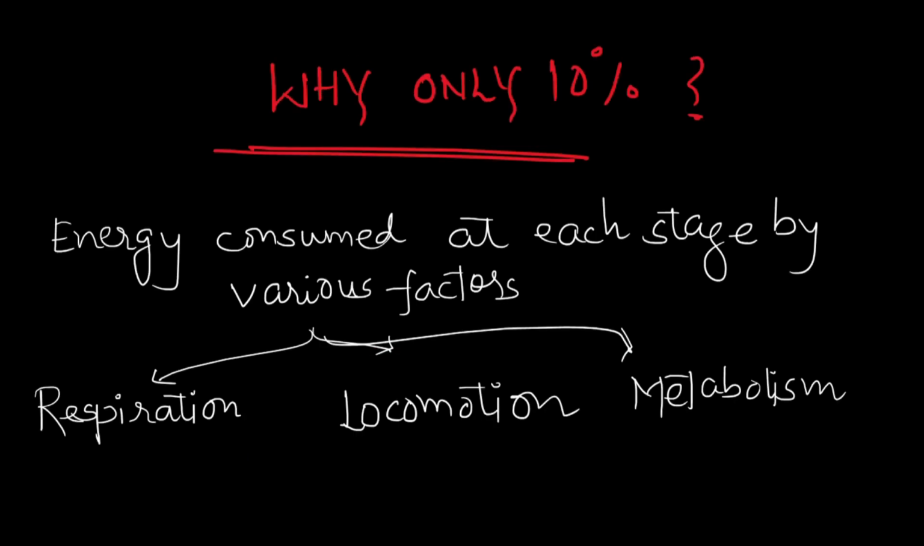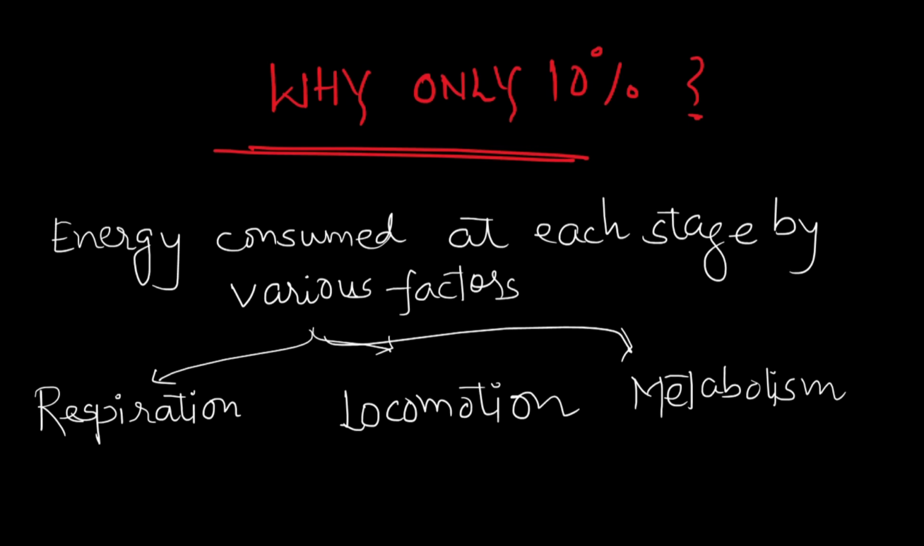Now, why is it that only 10% of energy is transferred? See, there is energy consumed at each stage by various factors, and some of those factors we are trying to discuss here: respiration, locomotion, and metabolism. Okay, so what is respiration? Intake of O2 and then exhalation of CO2. That process requires energy by the body, and that is respiration. In this, energy is consumed. Another one is locomotion. The movement of the body is said to be locomotion. There the energy is consumed.